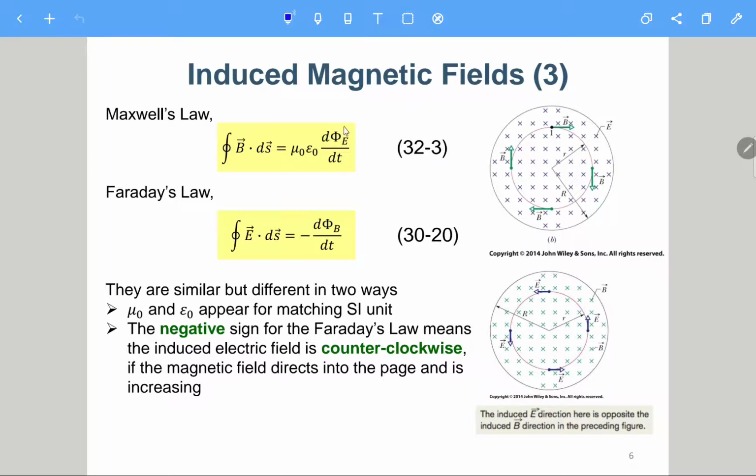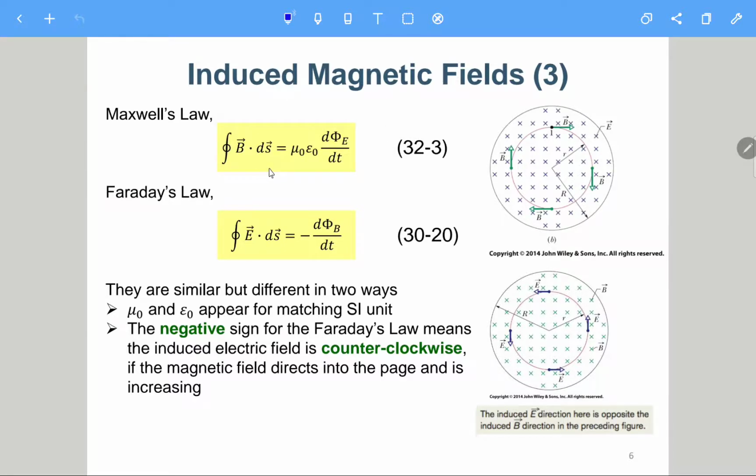So this is called Maxwell's law, and we can compare it with Faraday's law. We have a changing E field generating a magnetic field, and also a changing B field generating an electric field. So they are similar but different in two ways. Mu naught and epsilon naught appear to match the SI units. For Faraday's law, we don't have this constant, but for Maxwell's law the terms mu naught and epsilon naught are there so that the SI units will match.